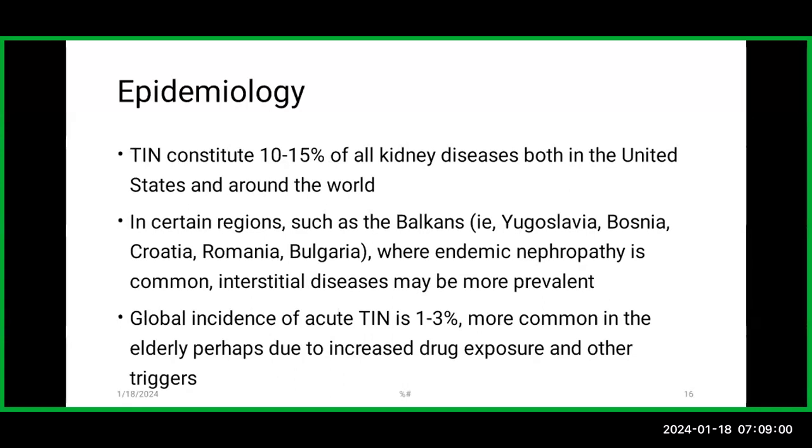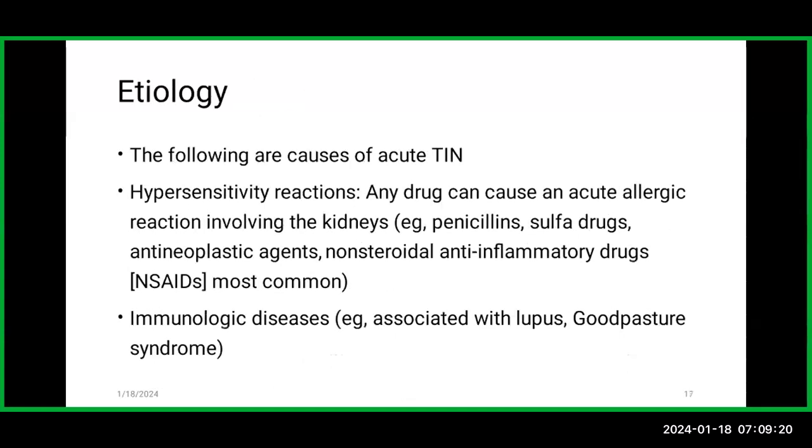In regions such as the Balkans, where we have Yugoslavia and the rest of these places where endemic nephropathy is common, interstitial disease may be more prevalent. And in all, global incidence of TIN is about 1 to 3%, more common in the elderly, perhaps due to drug exposure and the presence of other triggers.